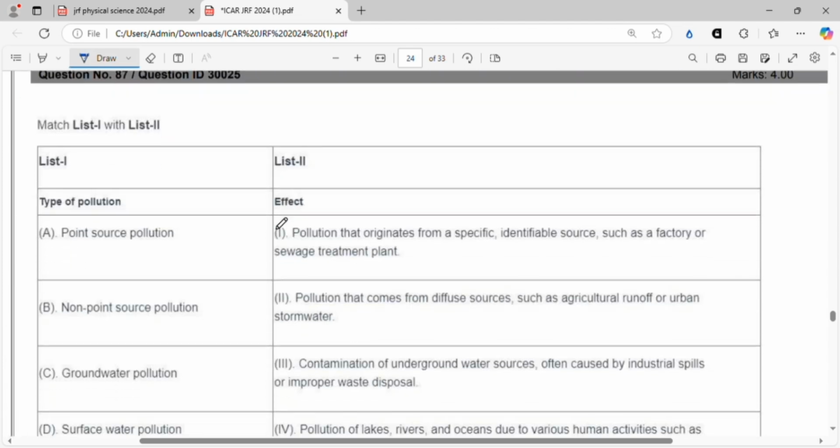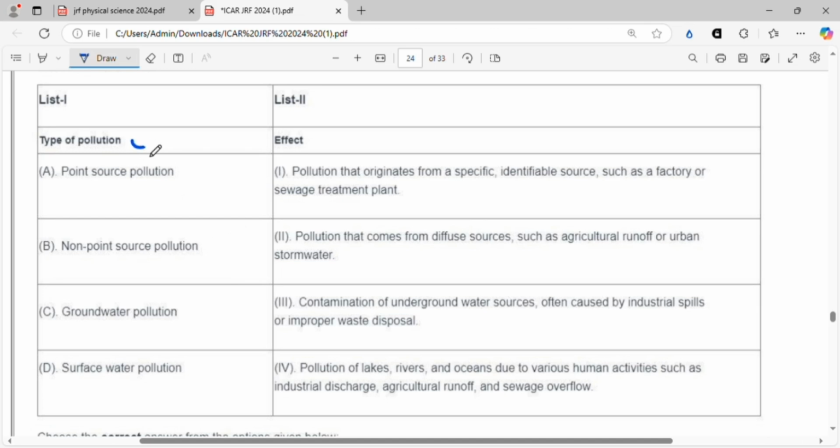So let's move on. Here is another match the following from environmental science. You can say it is a general knowledge question also, because it has got nothing special. So you have to match the type of pollution with the effect they create. Point source pollution, just from reading the name, you get to know that there will be a definite, identifiable point source. Let's read the right column. Pollution that originates from a specific, identifiable source, such as a factory or a sewage treatment plant. We can specifically identify the point from where the pollution is happening.